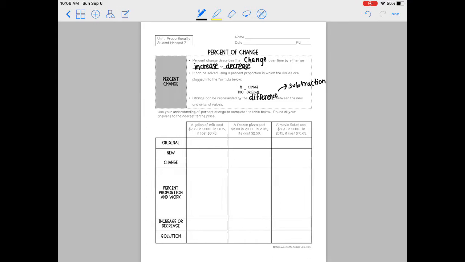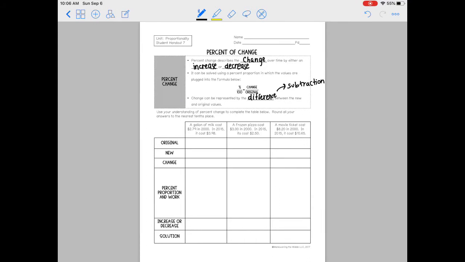So let's look at a couple problems, and then we're going to apply our percent change to them. The first one says, a gallon of milk costs $2.79 in 2000. In 2015, it cost $3.98. So the original was in 2000, when it cost $2.79. But then in 2015, it costs $3.98. So how much did this change?